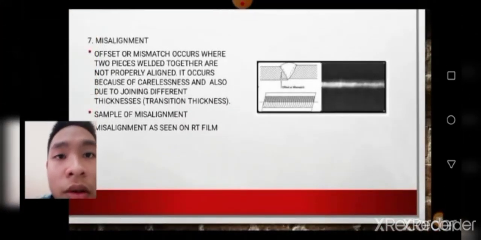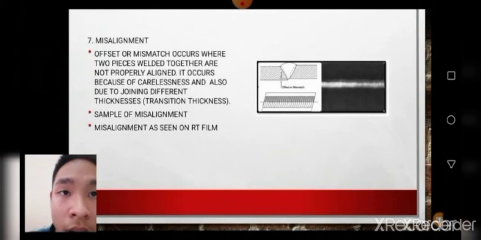Okay, we will go to number 7. Misalignment. Offset or mismatch of edges where two pieces welded together are not properly aligned. It occurs because of carelessness and also due to joints of different thickness. Example of misalignment as seen on the defect.